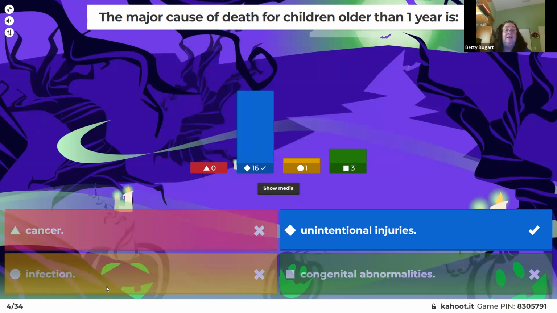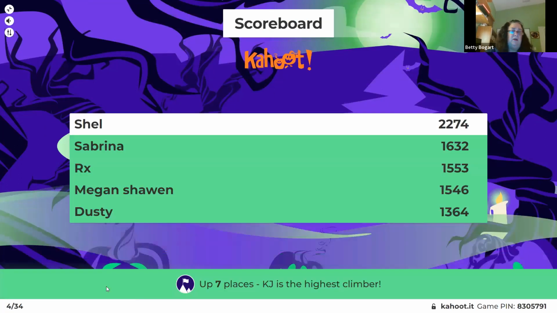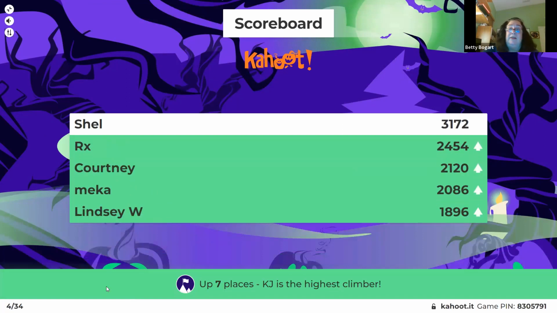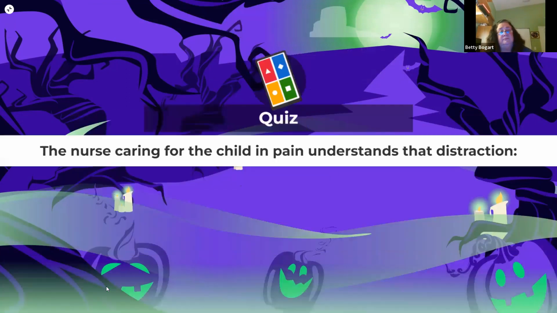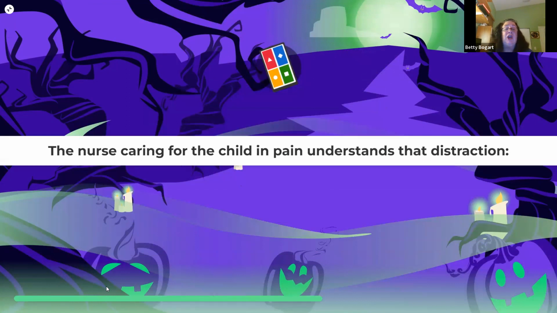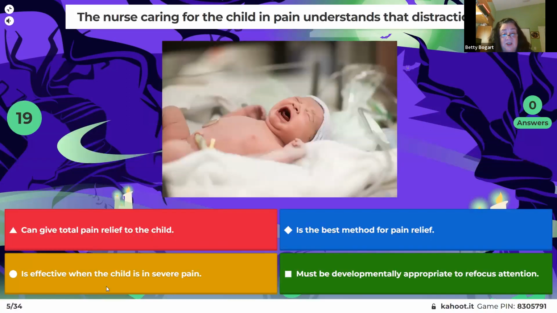And we call it unintentional injuries. It's injuries that just happen. We can't predict all of them, and these kids, they have a mind of their own. The nurse caring for the child in pain understands that distraction.